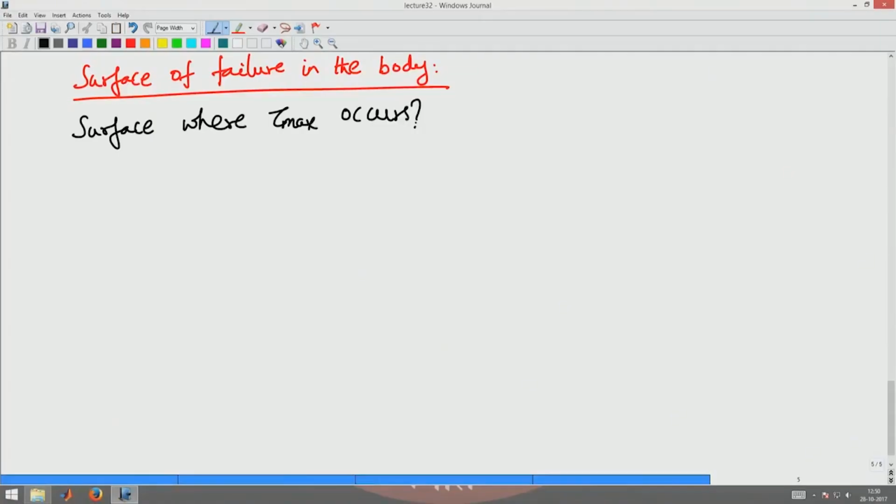Next, what we want to see is in what plane the body would have failed. We have found the failure stresses, but how the body will fail is what we want to see next. So, let us take the example of uniaxial tension, the surface of failure in the body. We said that when tau max occurs it will fail. Now, what we are interested in is finding that surface where tau max occurred. So, that will determine the surface of failure.